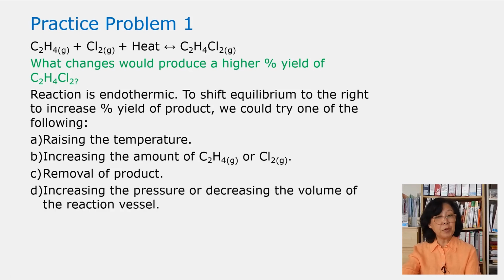If we increase the pressure or decrease the volume, the reaction will favor the side with the lesser number of moles, therefore it will go to the right.